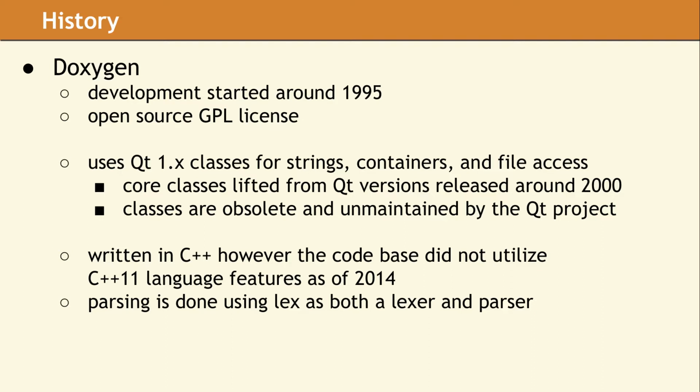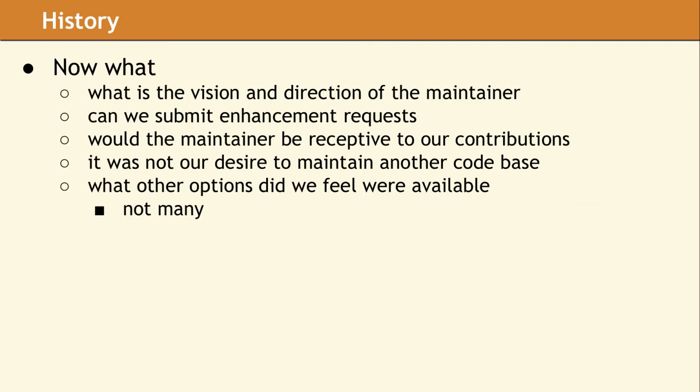Doxygen is written in C++, but it does not take advantage of the C++ 11 language features. And the parsing we discovered was done using Lex only. So the Lex system is used as both the lexer and the parser for processing the input source code. So the question is, now what?